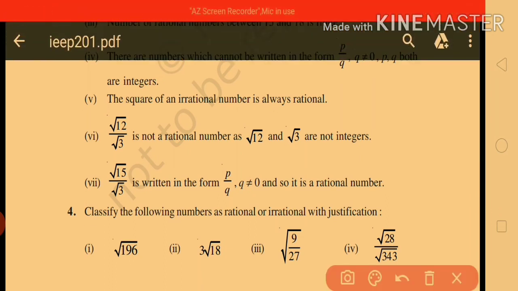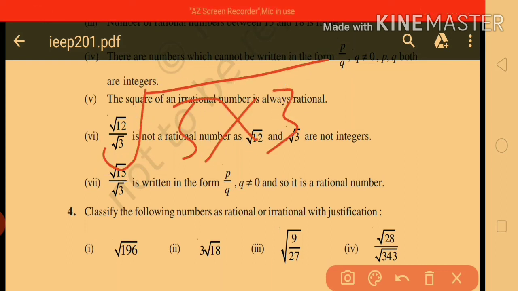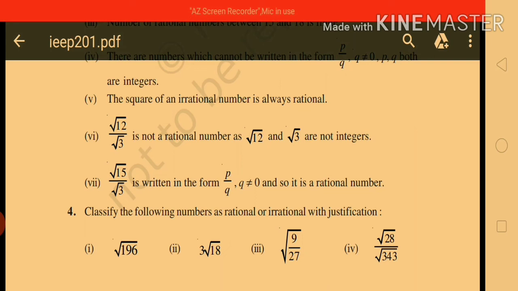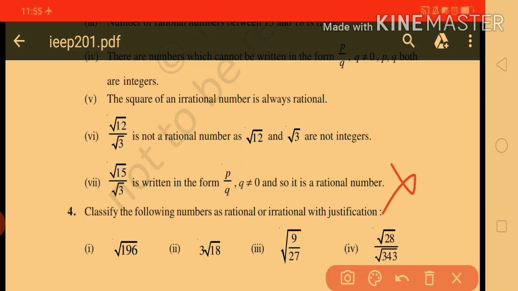Now come to the seventh part, root 15 by root 3. Root 15 can be written as 5 3s, and if you take it in the same square root sign, 3 will be cut by 3, we will get root 5. So root 5 is an irrational number. So we can say that this is false, right?